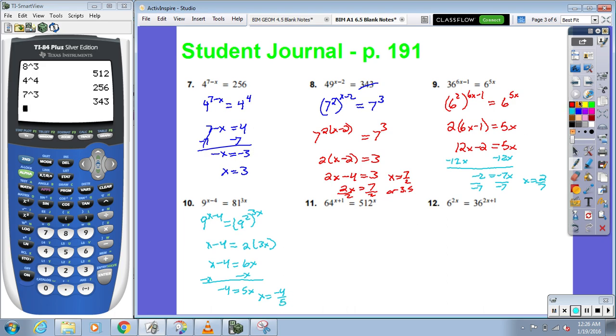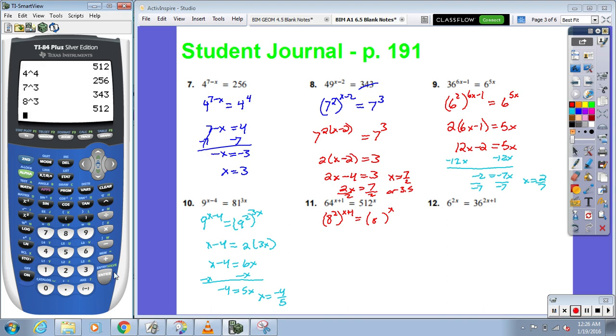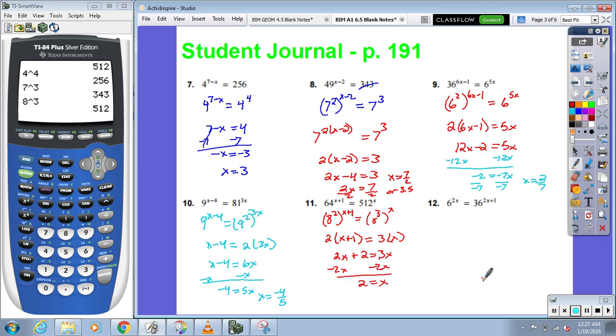Okay, so on 11, both need to be changed. So first of all, this is the same as 8 squared is 64. So I want to find out 8 to what power is 512. So I know it's not 8 squared, so let's try 8 to the third power, which it is 512, so I'm going to write that as 8 to the third. So over here I have 2 times x plus 1, and over here I have 3 times x. So go ahead and simplify by distributing: 2x plus 2 equals 3x. I'm going to subtract the 2x from both sides, and so I get x equals 2, and that is my answer.